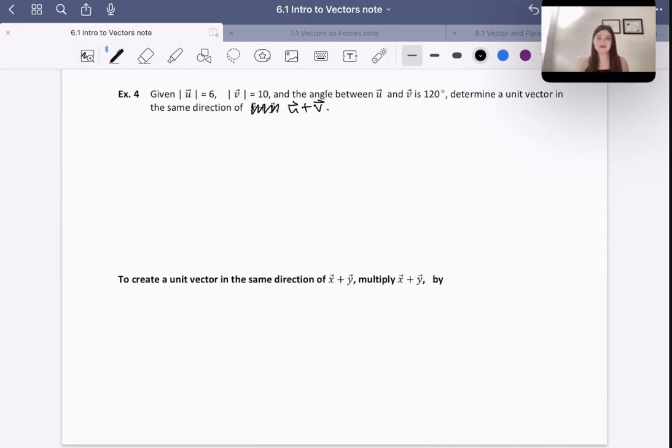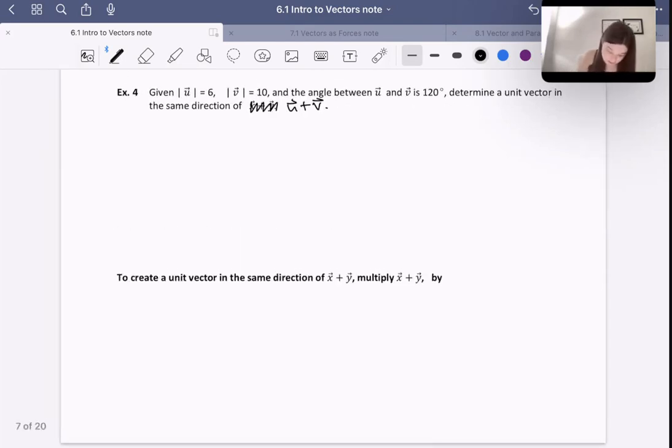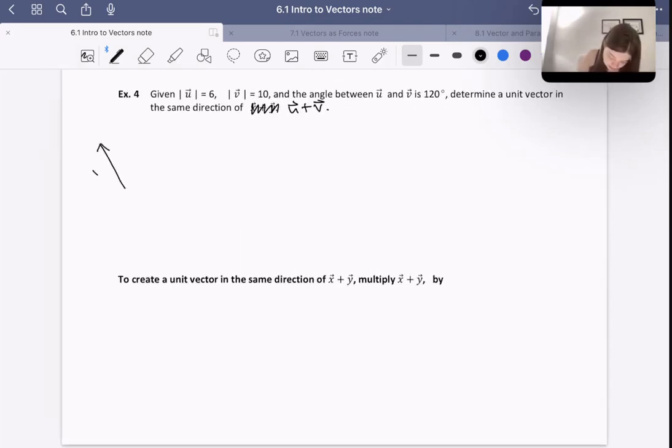Let's figure it out. Well, first of all, I'm going to draw my vectors. So here we have vector v, and then we have vector u. Vector u's magnitude is 6, and vector v's is 10. Actually, I should make this more accurate. Vector v's should be longer, and it looked like it was shorter before, like that.